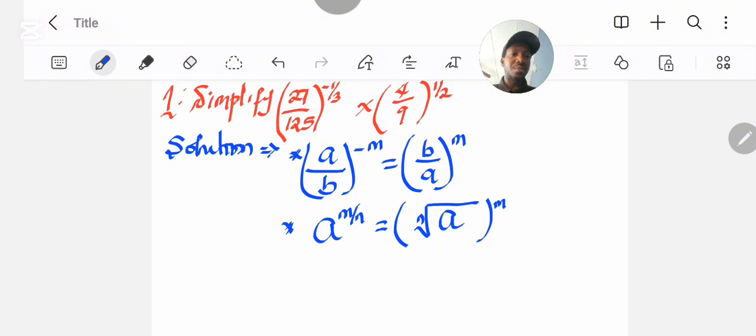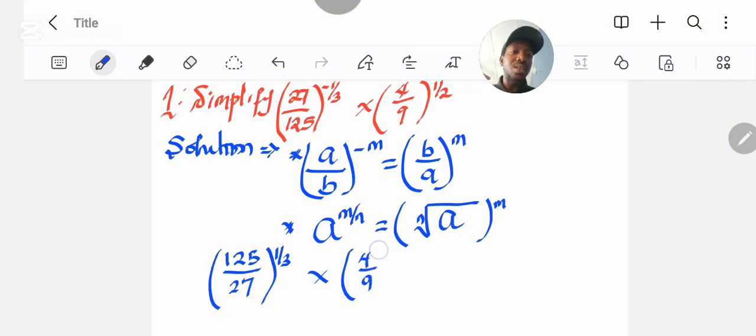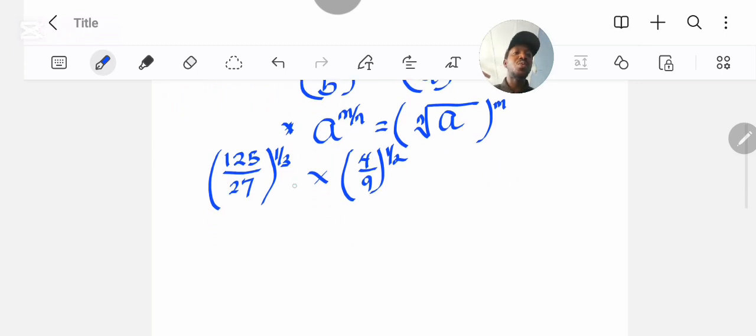So having that at the back of our mind, if we are going to attempt the question that is above, that means 27 over 125, the negative power that is there is going to go. So that means it's going to become 125 over 27 raised to power 1 over 3 times the 4 over 9 raised to power half. Now, if you look at what we have now, it follows from the second principle that anytime there is a fractional power, you can take the roots.